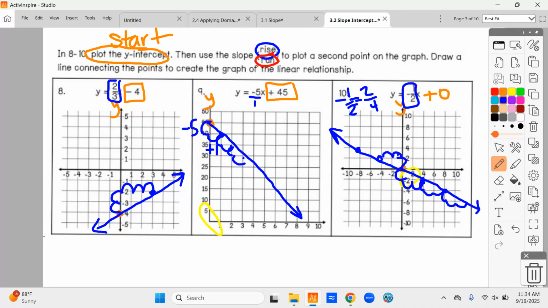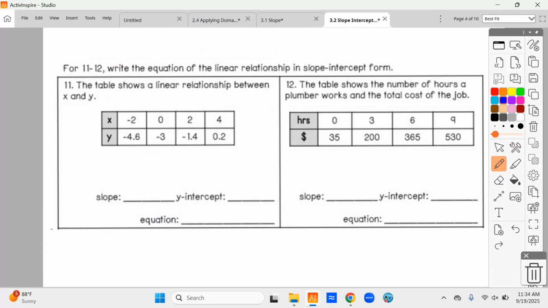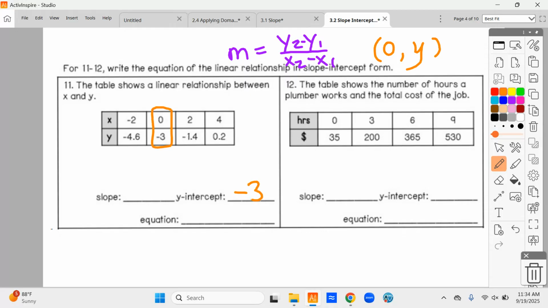All right. Now, the table shows a linear relationship between x and y. So we need to use our slope formula. Quick reminder, slope equals y2 minus y1 over x2 minus x1. And then we need to recognize our y-intercept, which is where x has a value of 0. Okay? So here, my y-intercept would be -3. And here, my y-intercept would be 35.